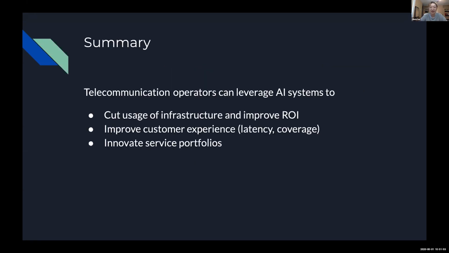In summary, our 5G operator can leverage the AI system by avoiding the user heavily depending on the infrastructure and help telecom companies improve their ROI. Secondly, we can help improve user satisfaction by reducing the latency and improving the 5G coverage. And lastly, we're able to innovate the service portfolios based on individual users' needs. And that will conclude our project.